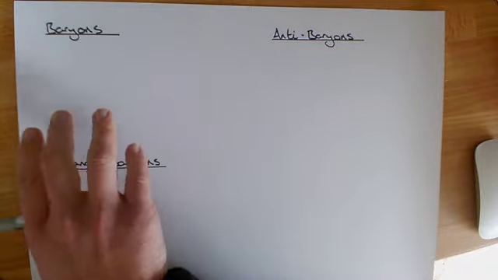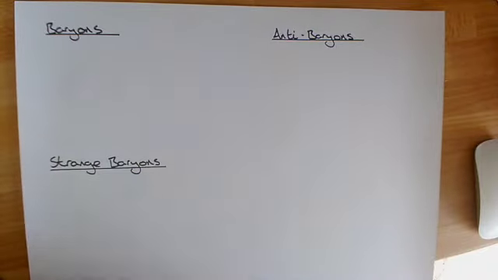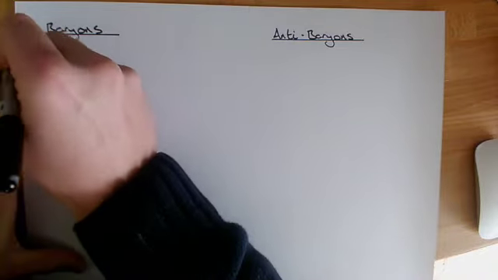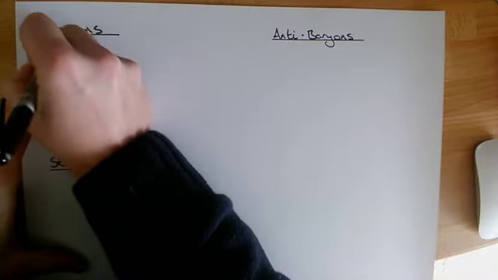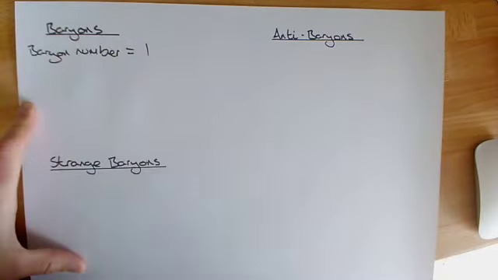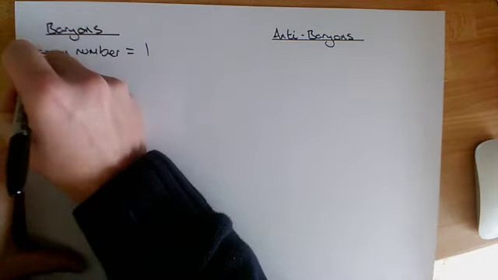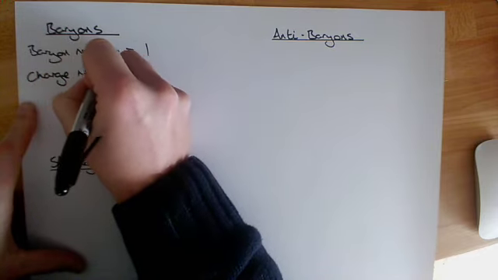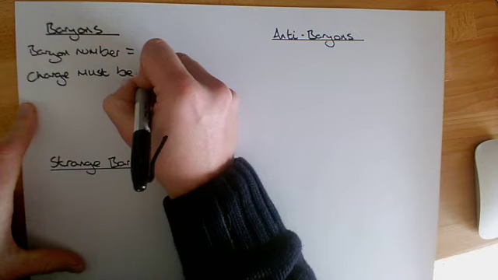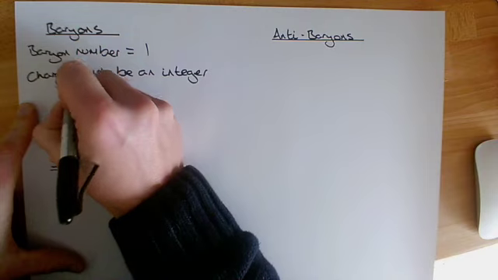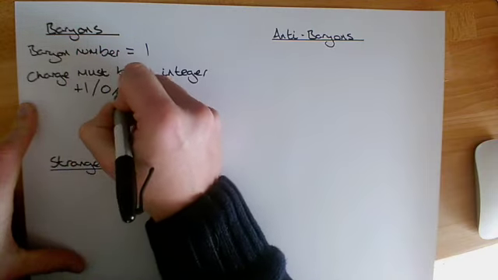Okay, as I mentioned previously, talking about baryons, they're particles which are made up of 3 quarks. And there's rules that come together with those 3 quarks when they come together, the first of which says that the baryon number must be equal to 1. And the second rule is the charge must be an integer value. So that's +1, 0, or -1.